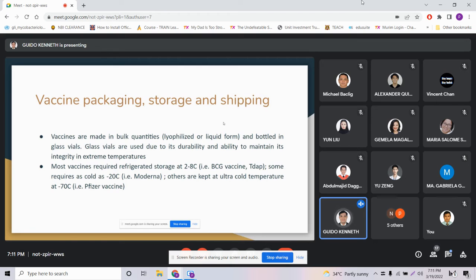Most vaccines are stored at refrigerated temperature at 2 to 8 degrees Celsius, such as BCG vaccine and Tdap. The AstraZeneca vaccine for COVID-19 is also stored at this temperature. There are vaccines that require as cold as negative 20 degrees Celsius, such as mRNA vaccine. mRNA vaccine requires storage at negative 15 to negative 25 degrees Celsius. Then there are vaccines that need to be stored at ultra-cold temperature at negative 70 degrees Celsius. An example of this is the Pfizer vaccine for COVID-19.